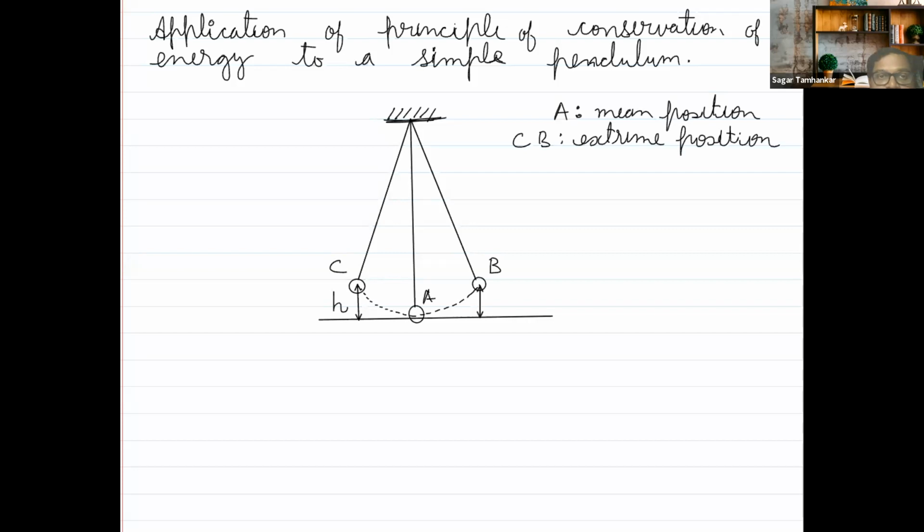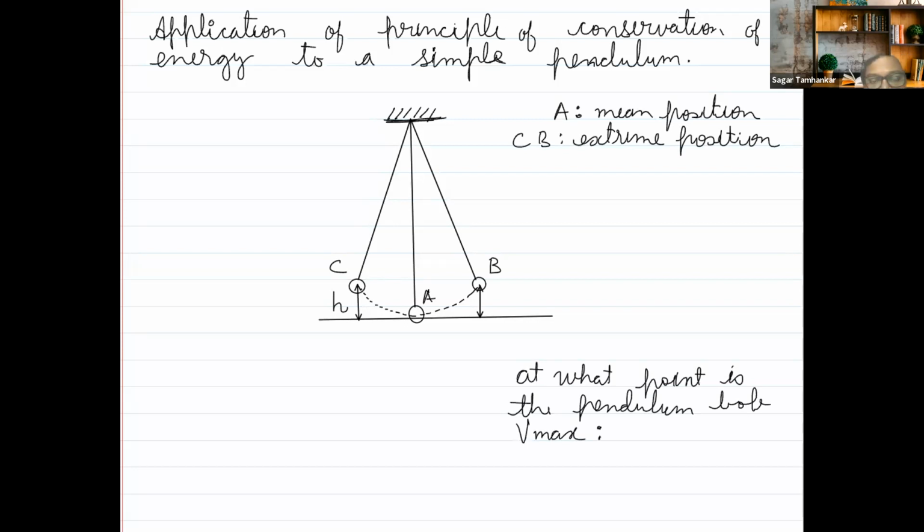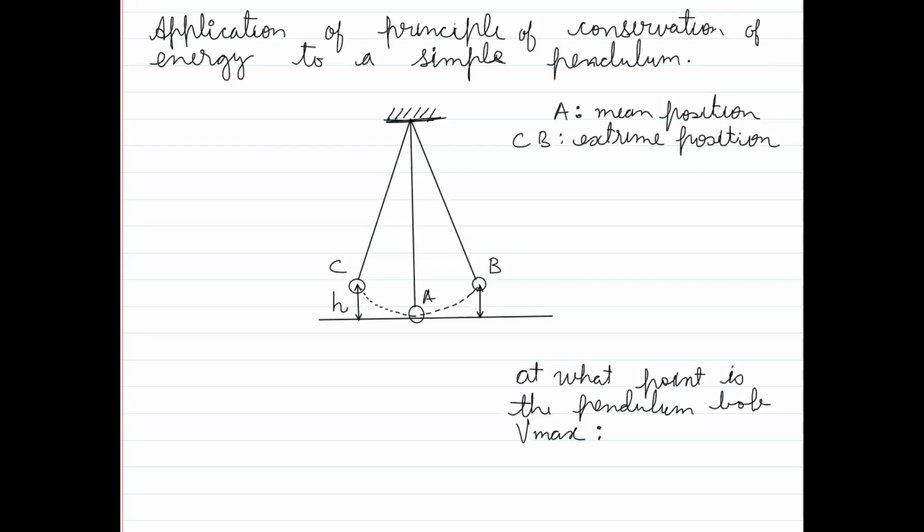Now I want you to answer my question. At what point is the pendulum bob having a maximum velocity? Okay, is it at A or is it at C or B? Where is the velocity maximum? B or C. B and C.